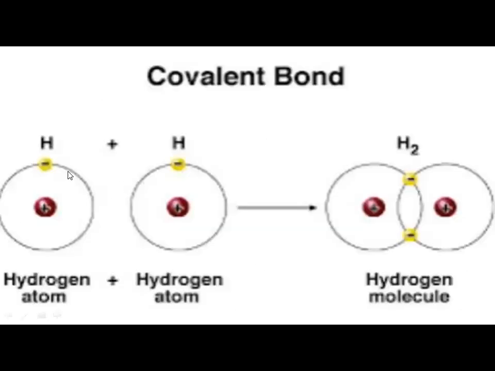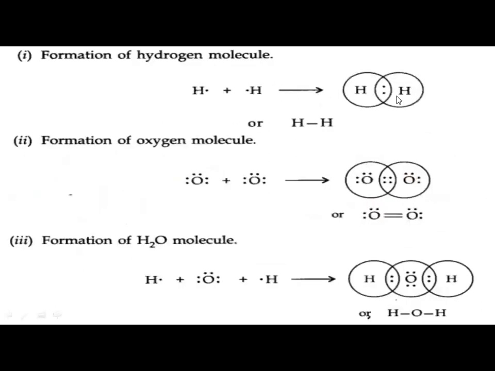So here, see, covalent bond: hydrogen atom, 1 electron; hydrogen atom, 1 electron. Both are involved in mutual sharing. So these 2 electrons are for both hydrogen atoms in the hydrogen molecule. Hydrogen molecule is shown by a single bond. Oxygen molecule is also shown here.